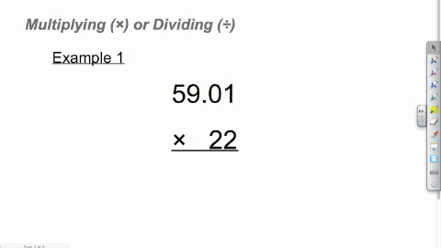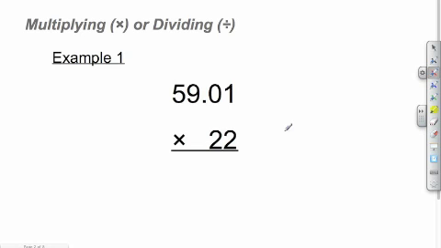Okay, first I'm going to show you about 3 examples for using the rule of when multiplying and dividing. My first example here, I have 59.01 times 22. If you'll recall, the rule on the previous page said that when multiplying and dividing, my answer has to include the same number of significant digits as the value in my calculation that has the fewest. So the first thing I need to do is examine both of these numbers and find out how many significant digits they have.